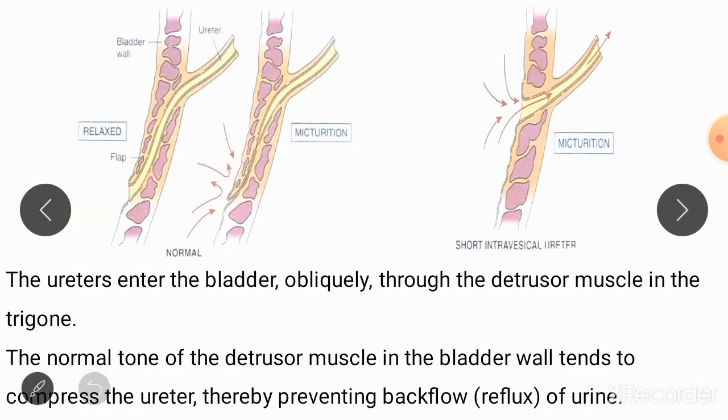So why do ureters travel obliquely into the bladder? Why not straight into the bladder? And why do they pass through the detrusor muscles for such a long distance? The reason for this is that when the ureters enter into the bladder, they enter obliquely and they travel through the wall of the muscles for a considerably long region and distance.